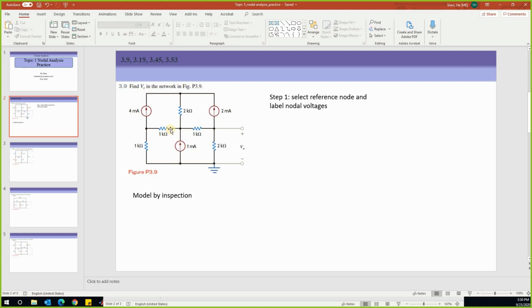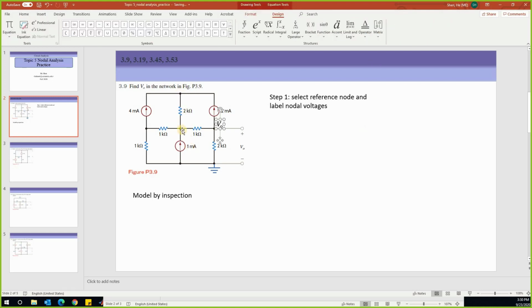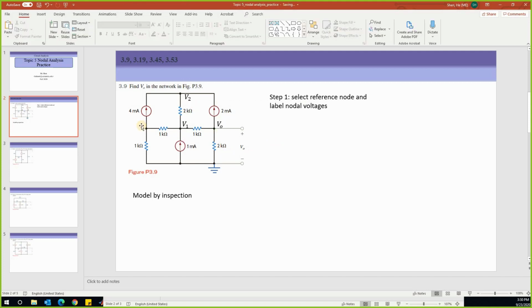Then I'll label all the other nodes. So this node will be VO. This node I don't know. This node I also don't know. So I'm gonna put those there as well. So I'm gonna call this node a V1. I'm gonna call the other node a V2. There is another one here. Call this one V3. Now I labeled everything.